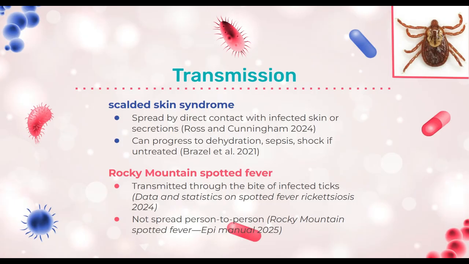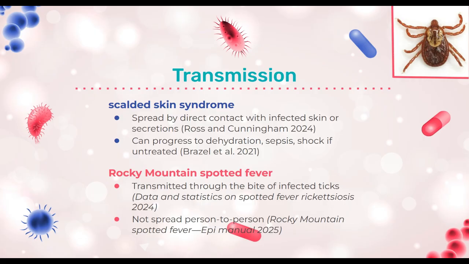For the transmission, for scalded skin syndrome, transmission occurs through direct contact with infected skin or respiratory secretions. In hospitals, especially newborn nurseries, it can be spread through contaminated surfaces or medical equipment if infection control practices are not followed to regulation and protocol.